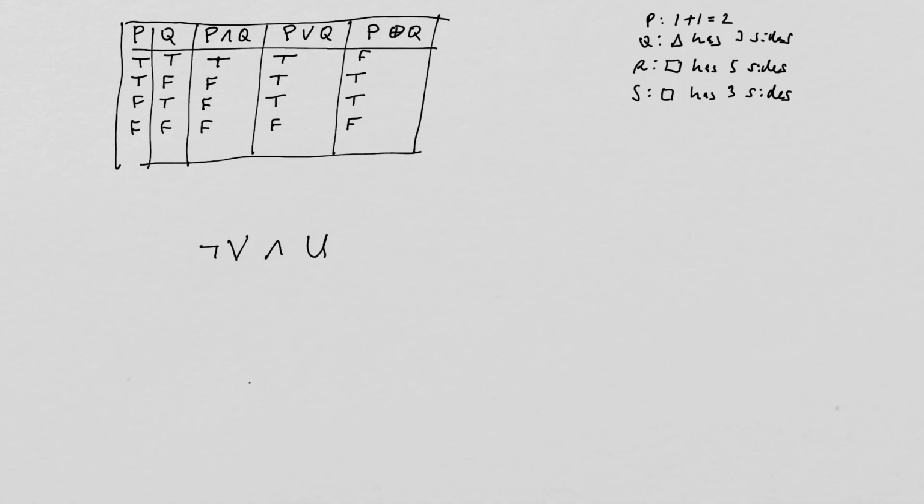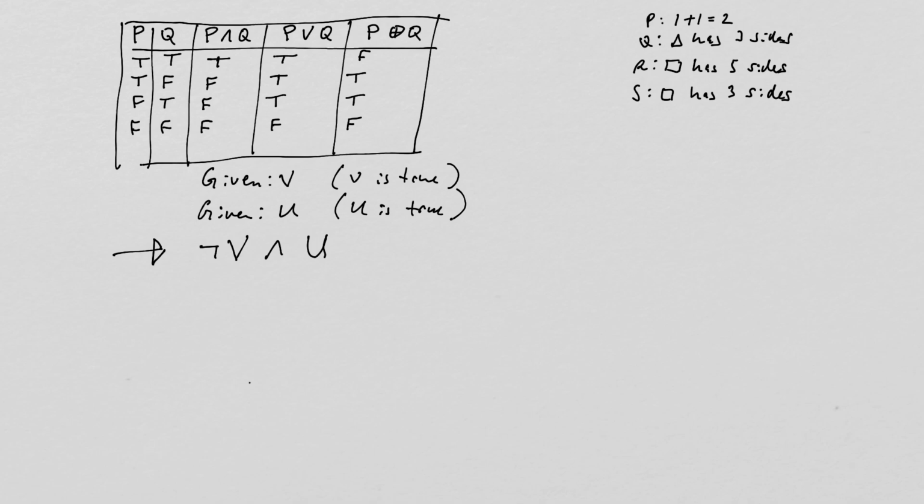If I tell you with the word given, given V is a fancy way of saying V is true. And if I say given U, that's a fancy way of saying U is true. So then, if I know all that, I can find the truth value of this sentence, because not V, since V was given as true, not V is false. And U was given as true, but false and true is false, because they have to both be true for the and to be true.